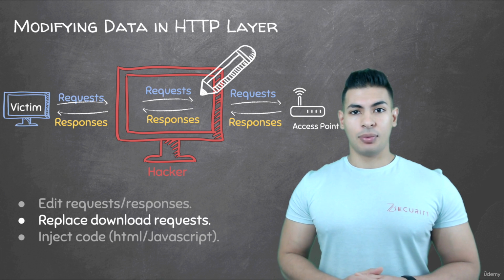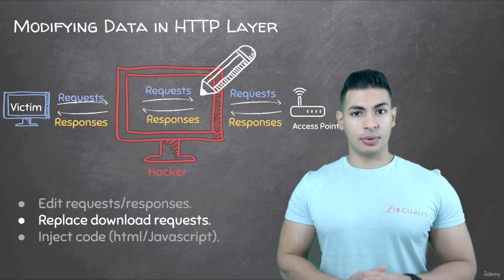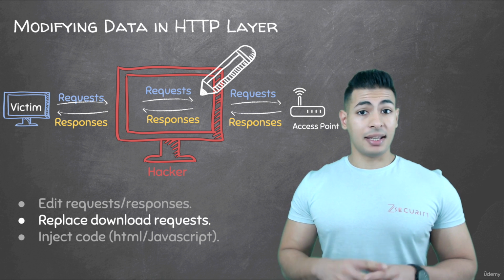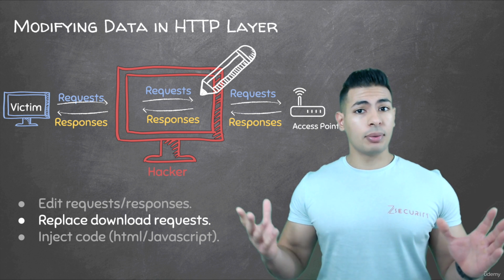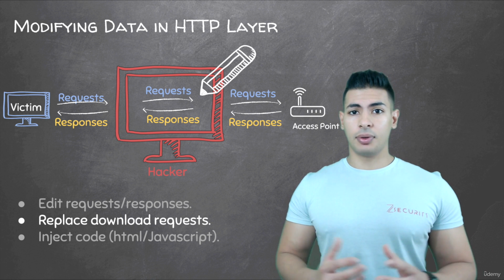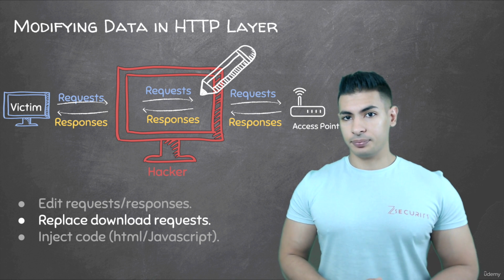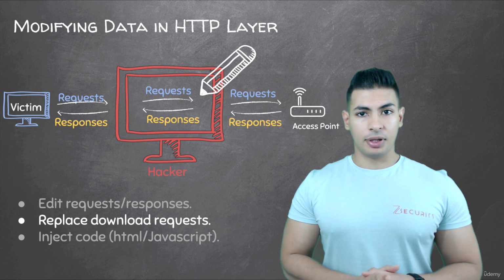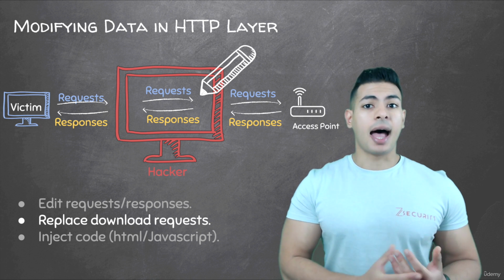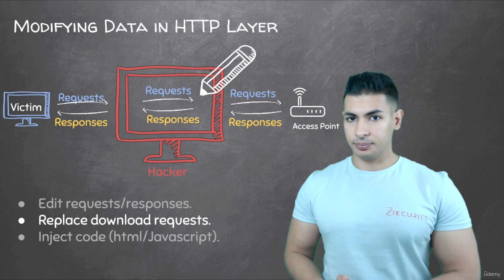In the last section, we built a program that we can use to intercept downloads and replace any file downloaded by any computer connected to our network with any other file. Now, this was an example of modifying HTTP packets as they go through our computer.